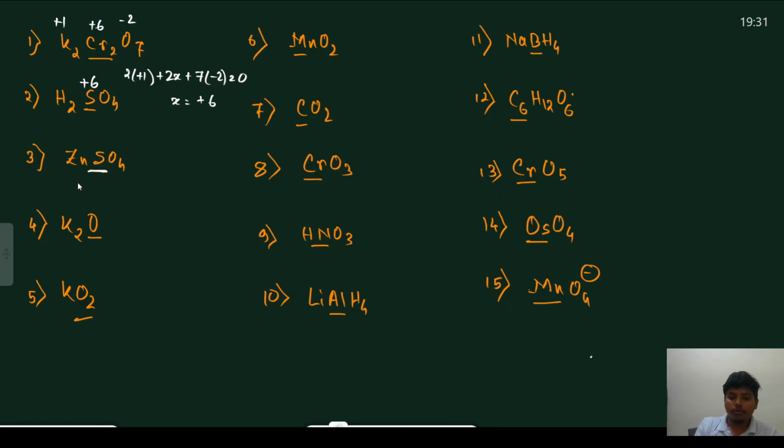What is the value? 6. Not -6, +6. Okay. Clear? Zinc. What is zinc? Zinc will be +2. Remember, zinc +2 and oxygen -2. Next, here oxygen -2. Okay, potassium +1. Here oxygen -1/2. So here oxygen in which condition? Superoxide condition. Clear?